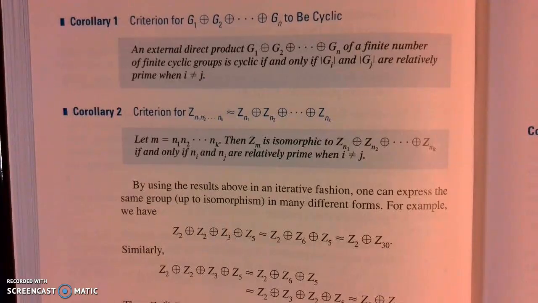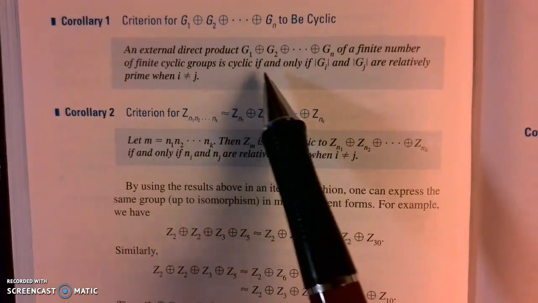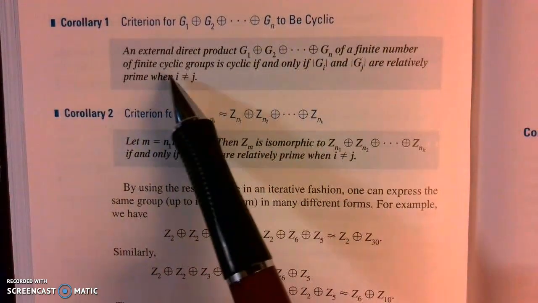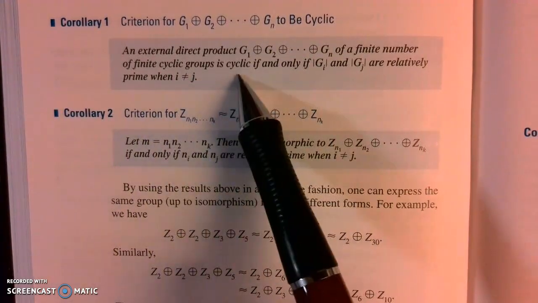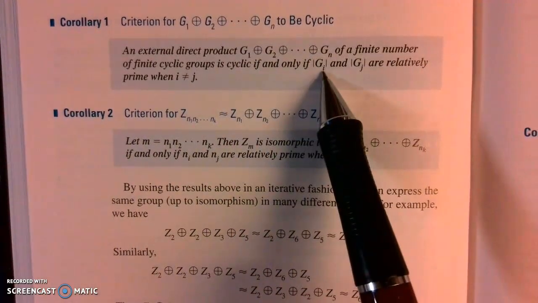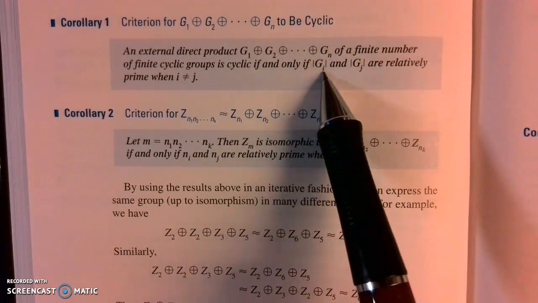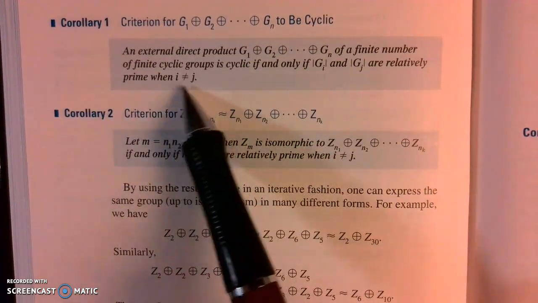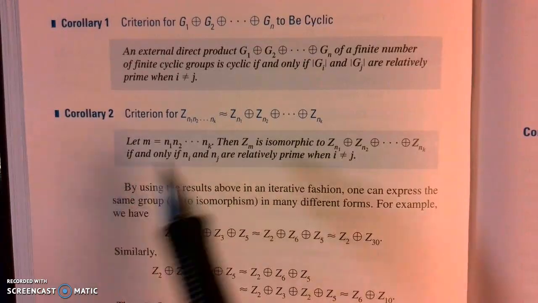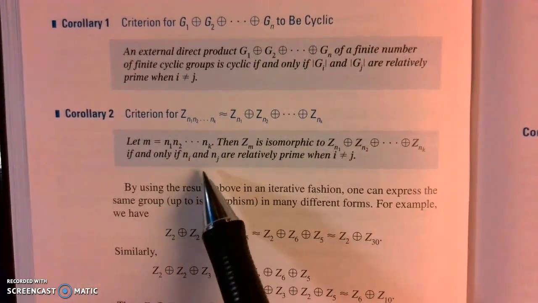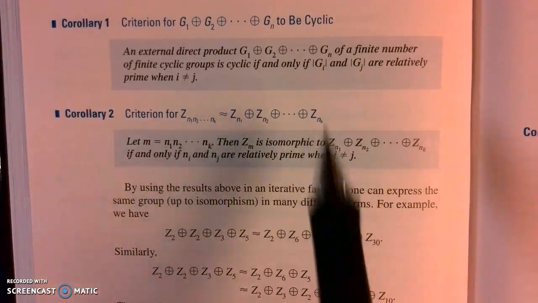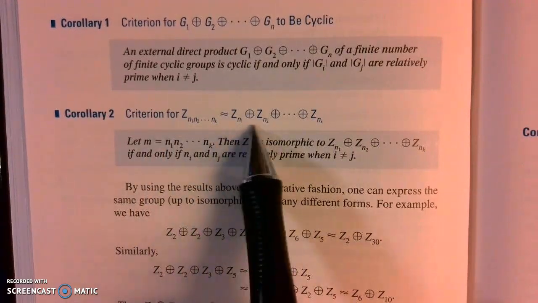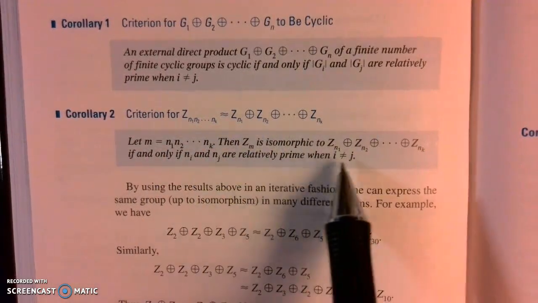Corollary 1. An external direct product of G1, G2, and so on, Gn, a finite number of finite cyclic groups, is cyclic if and only if the order of Gi and the order of Gj are relatively prime when i is different from j. And corollary 2 is similar, but the groups are replaced with the cyclic groups Zn and Zi.